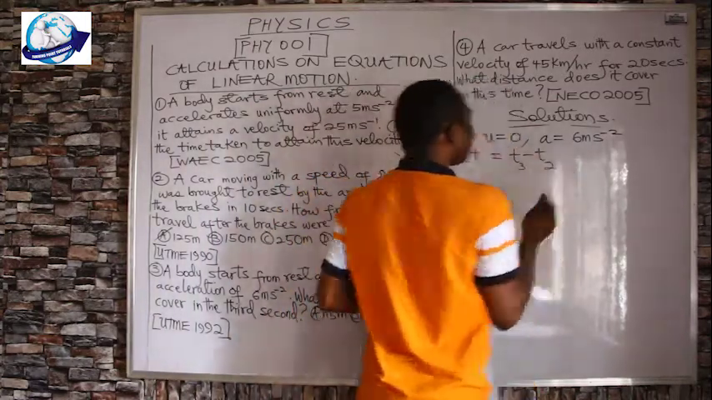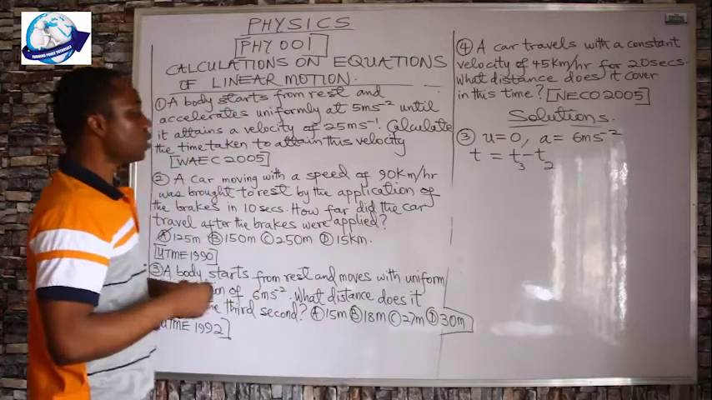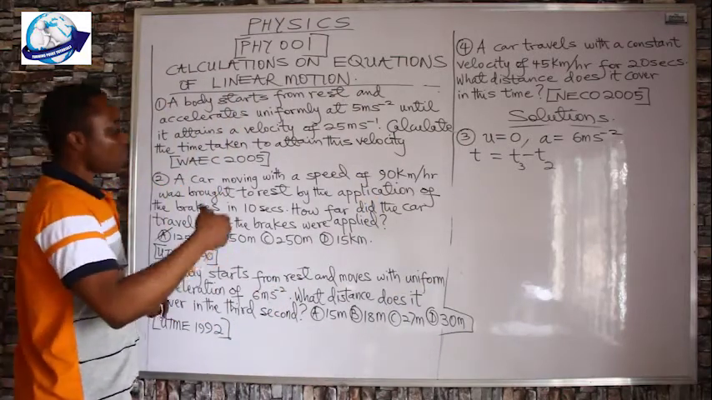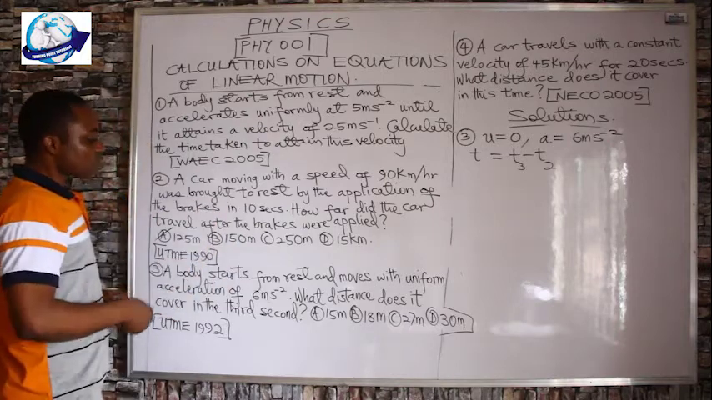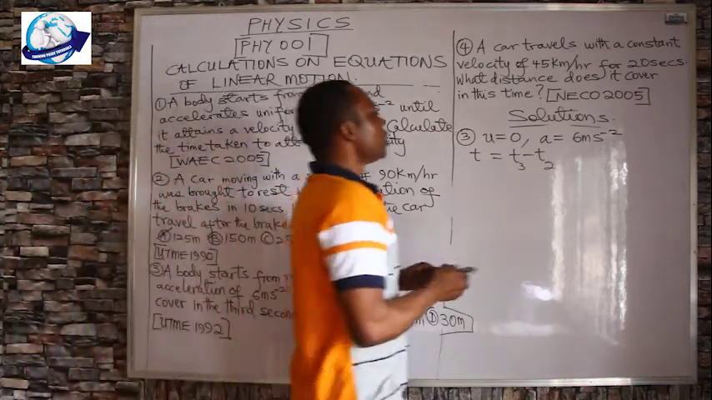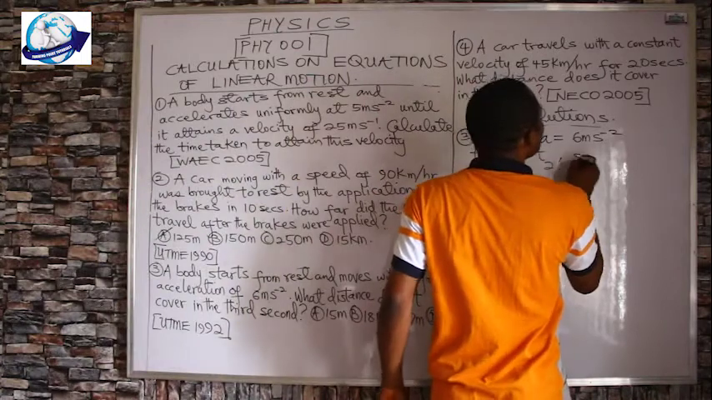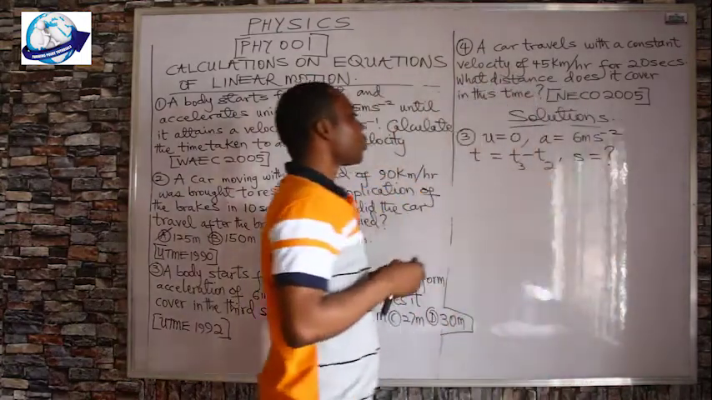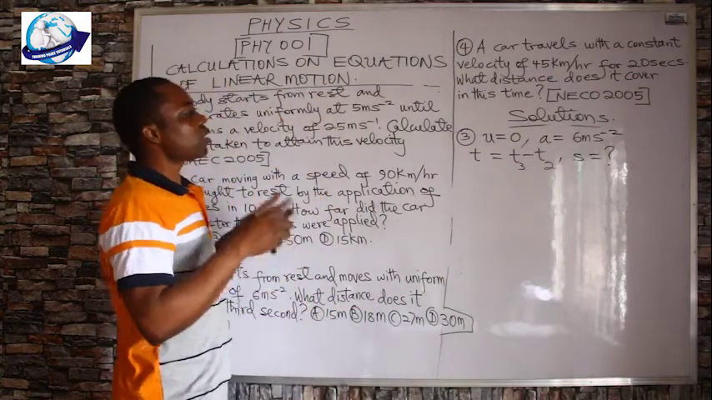Now you understand here that nothing was said about the final velocity. We have it here that it was coming from rest, starting from rest. You were asked to find the distance. What's the distance? We don't know. Now, what do you have? You have U, A, T, and S.